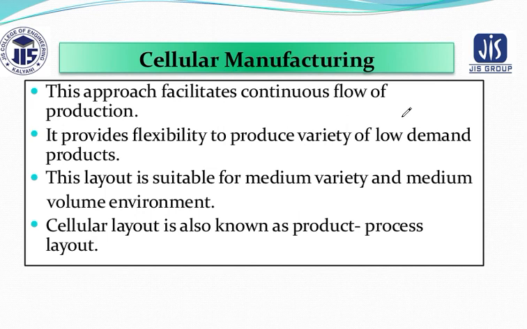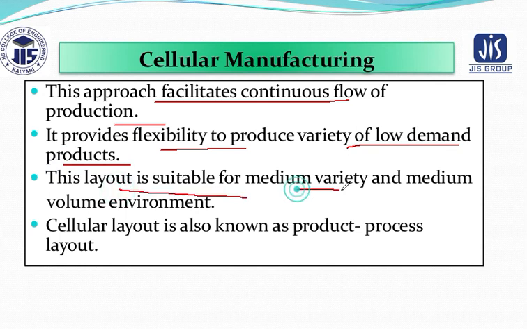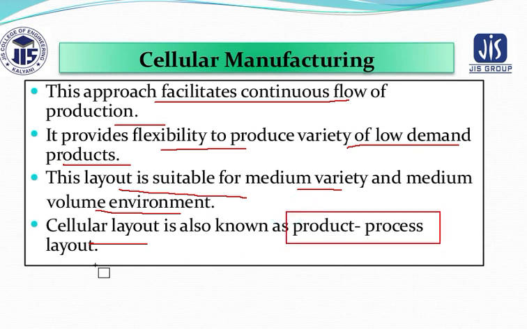So cellular manufacturing is an approach to facilities with a continuous flow of production. It provides the flexibility to produce a variety of low demand products also. Now this layout is suitable for a medium variety and medium volume environment. Cellular layout is also known by a very important term, product process layout. So you have to remember this one. Cellular manufacturing or cellular layout is also known as product process layout. You have to remember it.